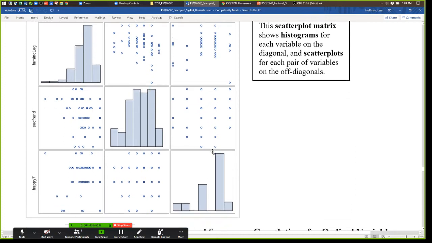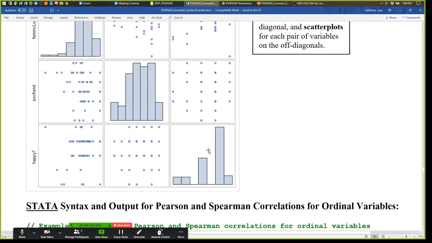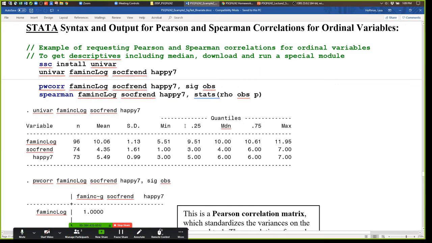All right, and then here is my pretty picture. So histograms on the diagonal, scatter plots on the off diagonal for those. And in Stata, the command is spearman to get a Spearman correlation. You have to ask for p-values that go with them, as well as the sample size.